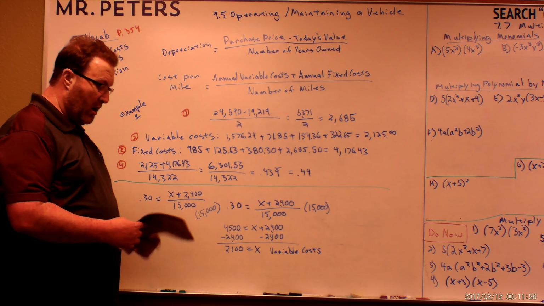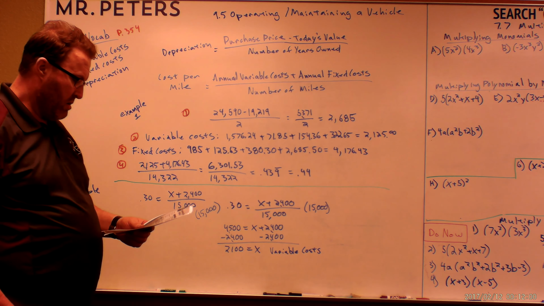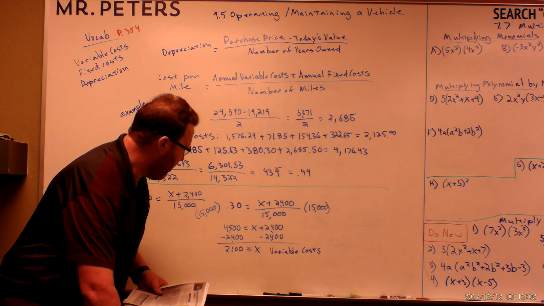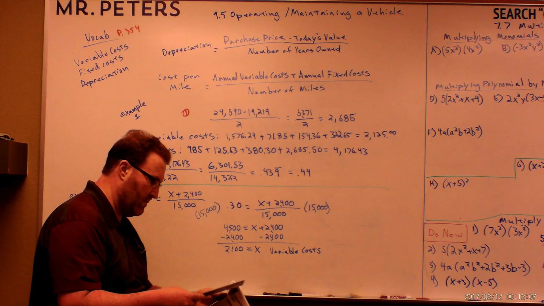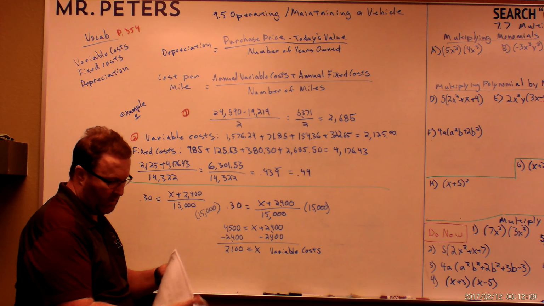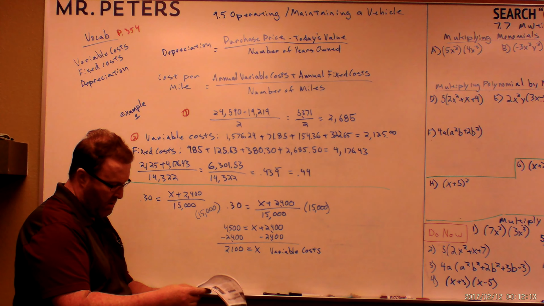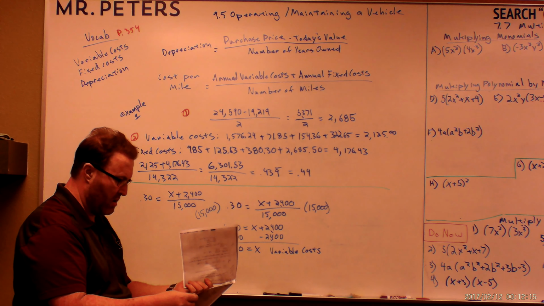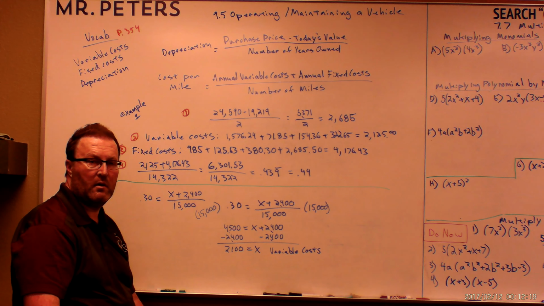Jason, can you read example 2? Tiffany Denise estimates that she will drive 15,000 miles during the year and will have 2,400 in annual fixed costs. If the goal is to have a cost per mile of 30 cents or less for her compact car, what is the maximum annual variable cost she could have?